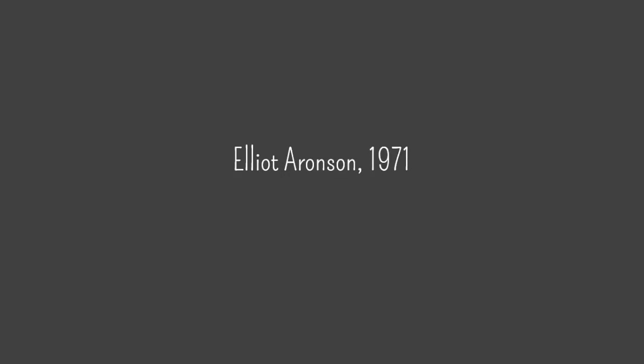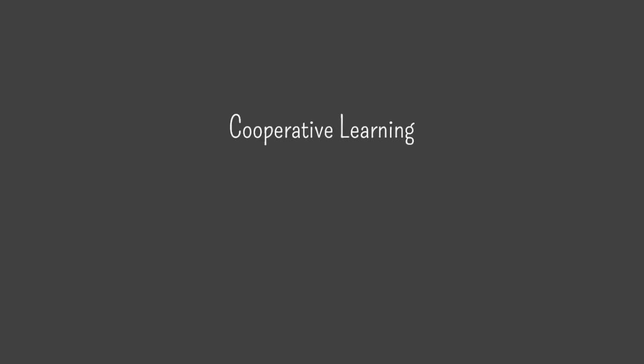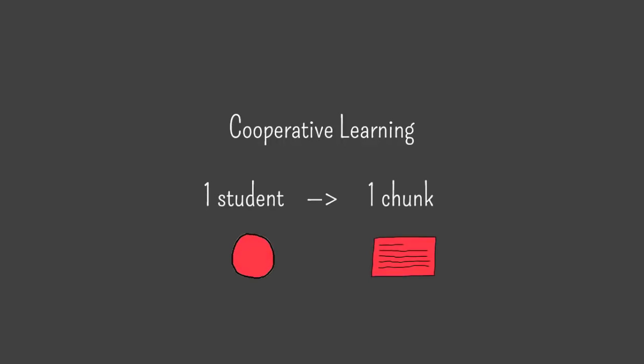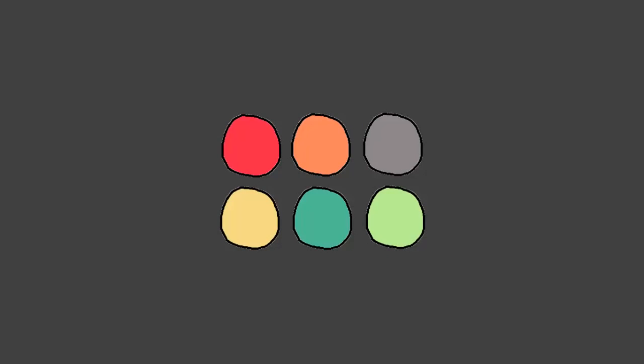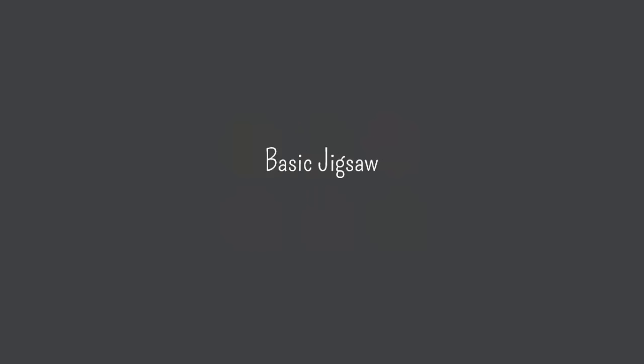Developed by Elliot Aronson in 1971, Jigsaw is a cooperative learning strategy where each student in a group takes responsibility for one chunk of the content, then teaches it to the other group members. Like the pieces of a jigsaw puzzle, students fit their individual chunks together to form a complete body of knowledge. Here are the steps of a basic jigsaw, sometimes referred to as Jigsaw 1.